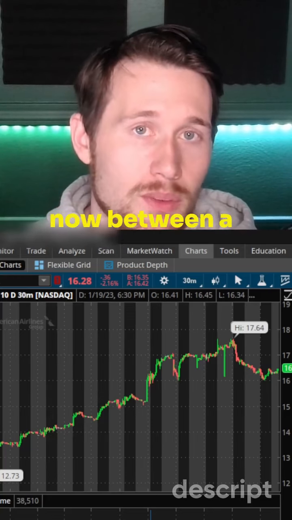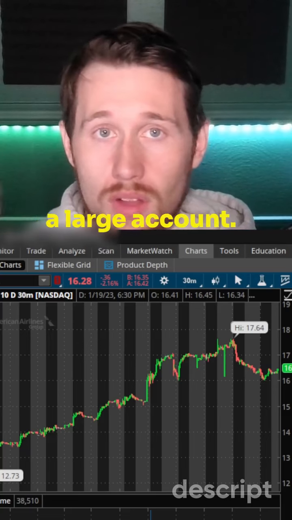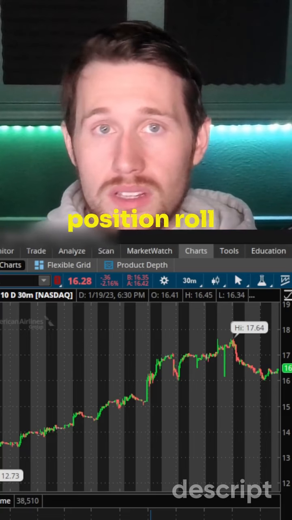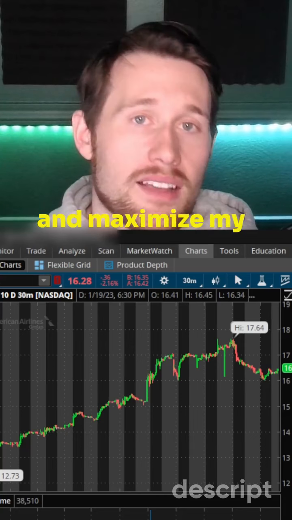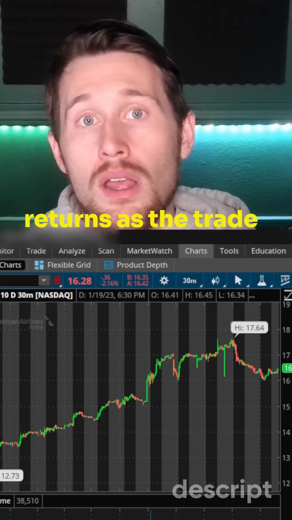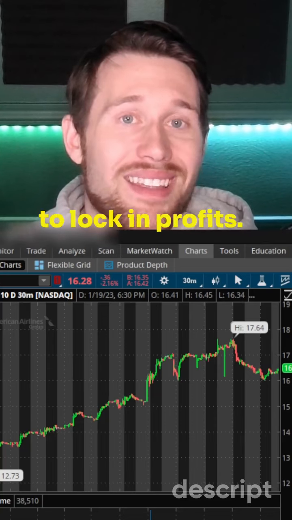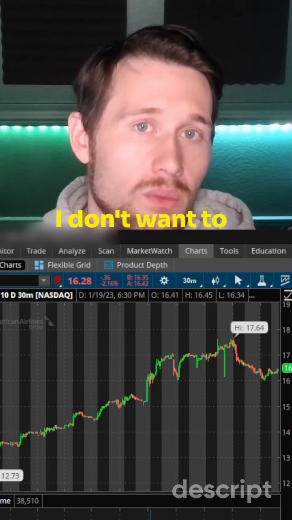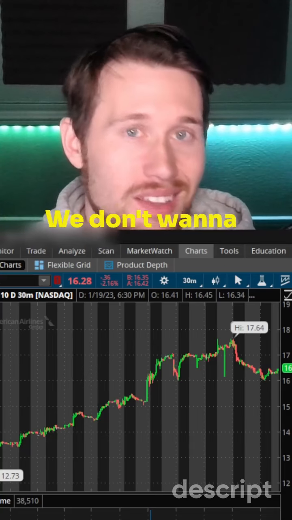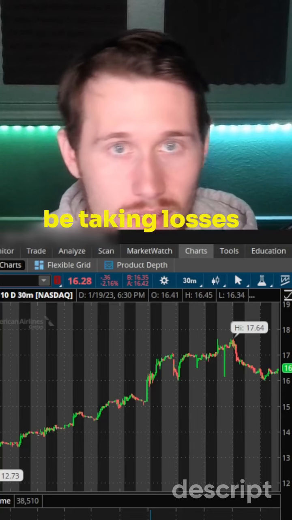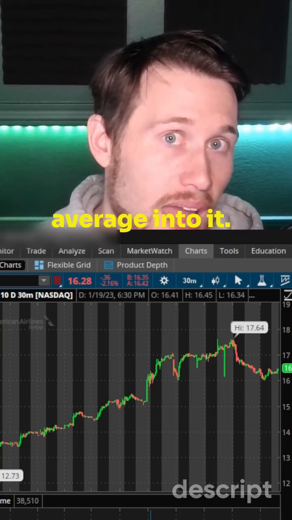The difference now between a small account and a large account is, with a large account, I can let the position roll, continue to play into my winner, and maximize my returns as the trade plays in my favor. On a small account, though, it's going to be really important to lock in profits. I don't want to lose this money. We don't want to be taking losses, and I didn't have enough money to average into it.